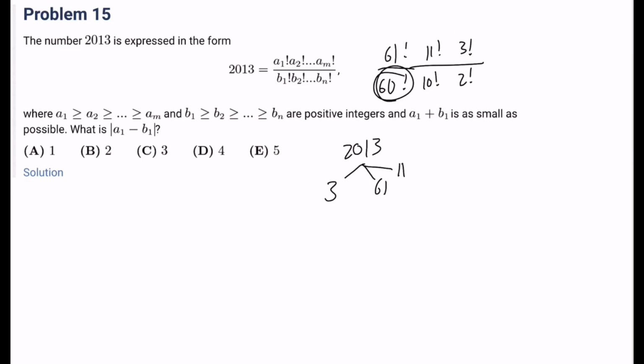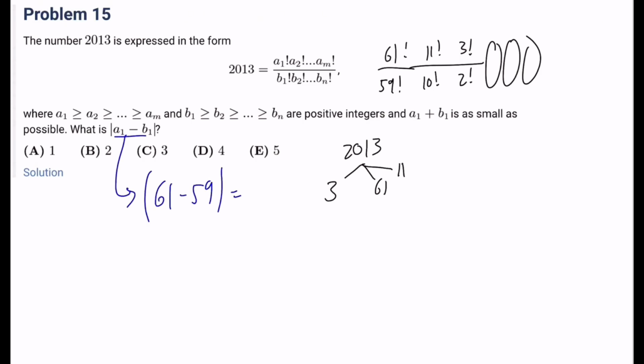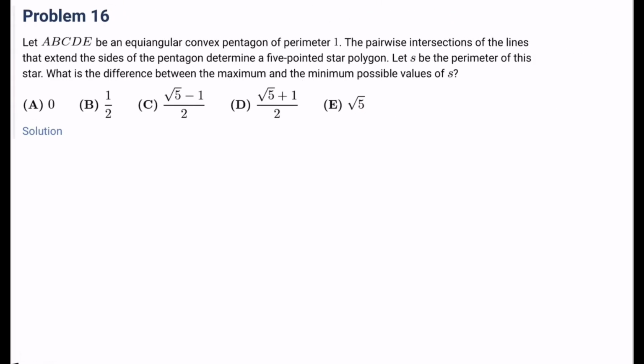But then notice that for the 60, we can just make it 59 factorial and then just get 60 here. And we can split up 60 into these different things, and so that will give us that this is 61, this is 59. Those are the minimum values of a1 plus b1. So this gives us that this is going to equal 61 minus 59. Absolute value is 2. So there's our answer. It's 2. It's B.